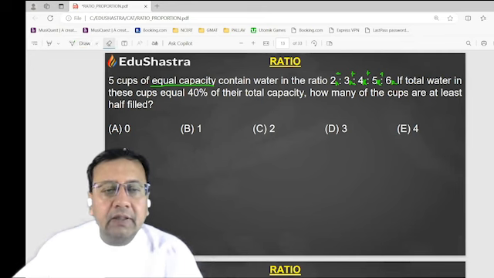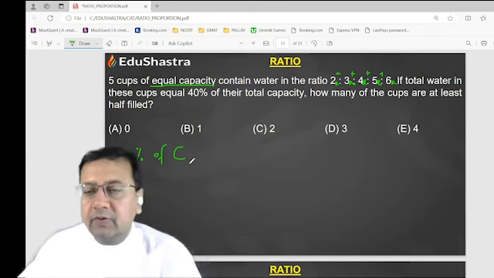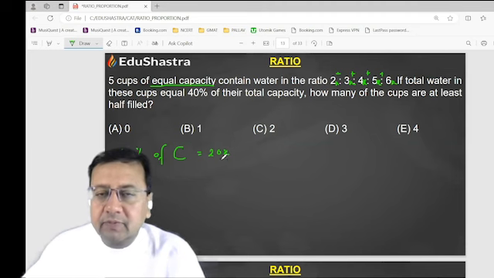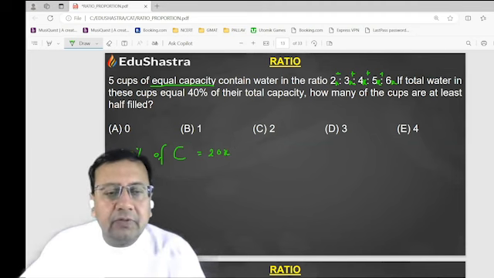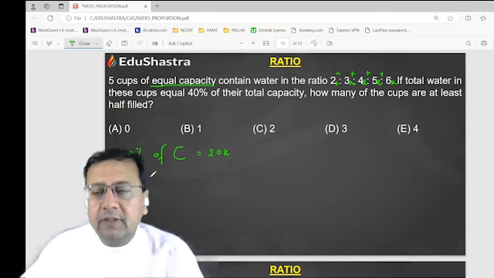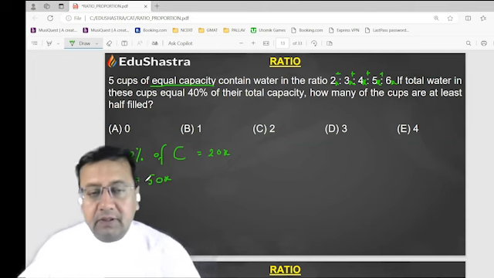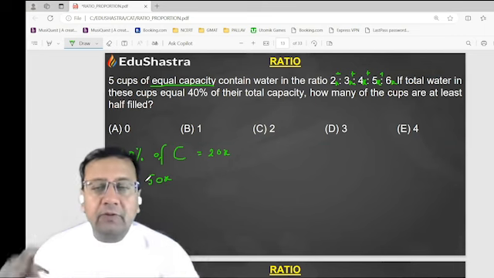So I can write this as 40% of some C. C is what? Total capacity, right? I am taking this in a capital letter. Should be equal to how much? 20x, right? So this is my equation. So from here, I can calculate C. So how much is C? That is coming out to be 50x, right?